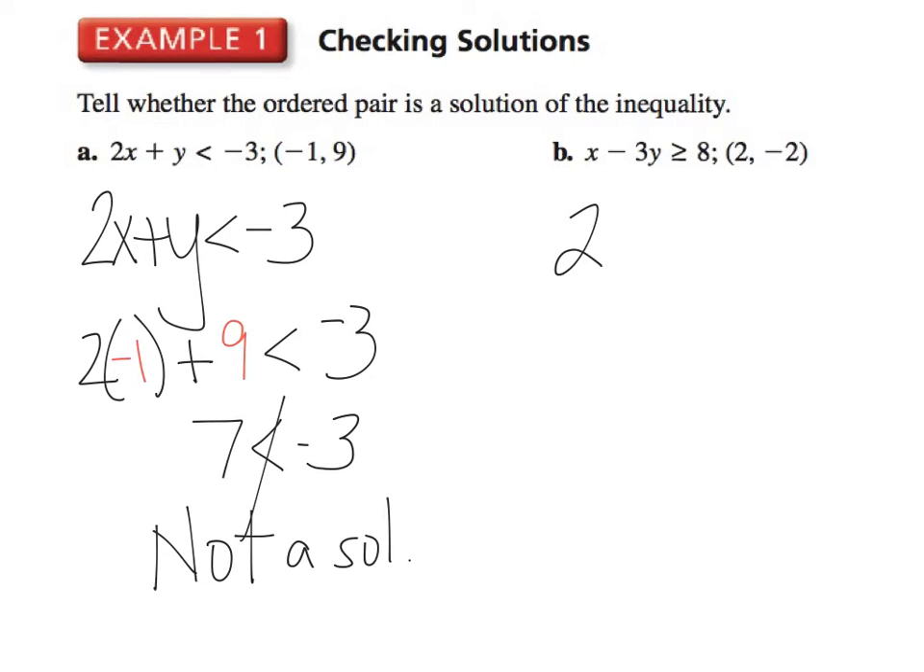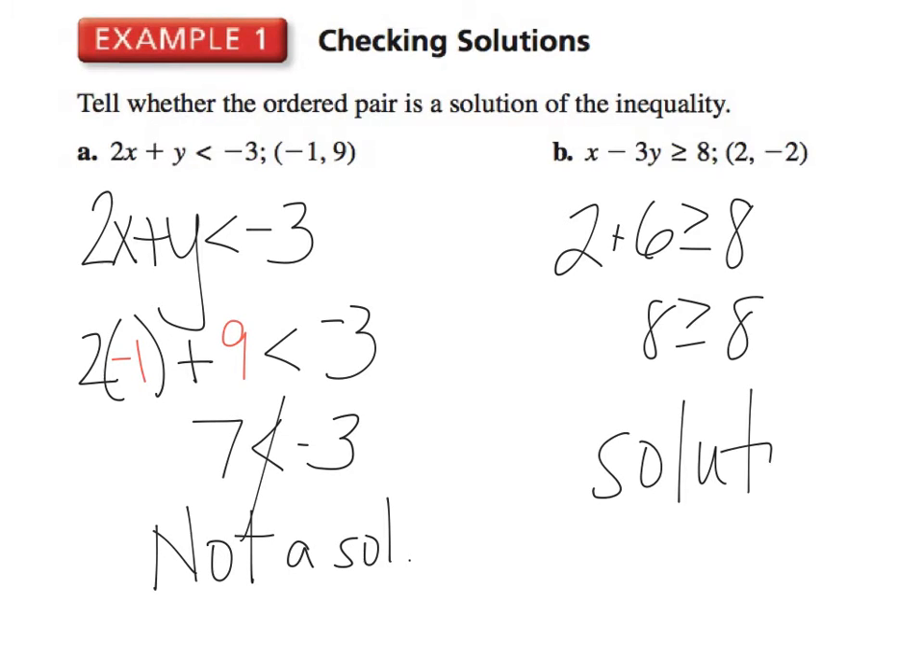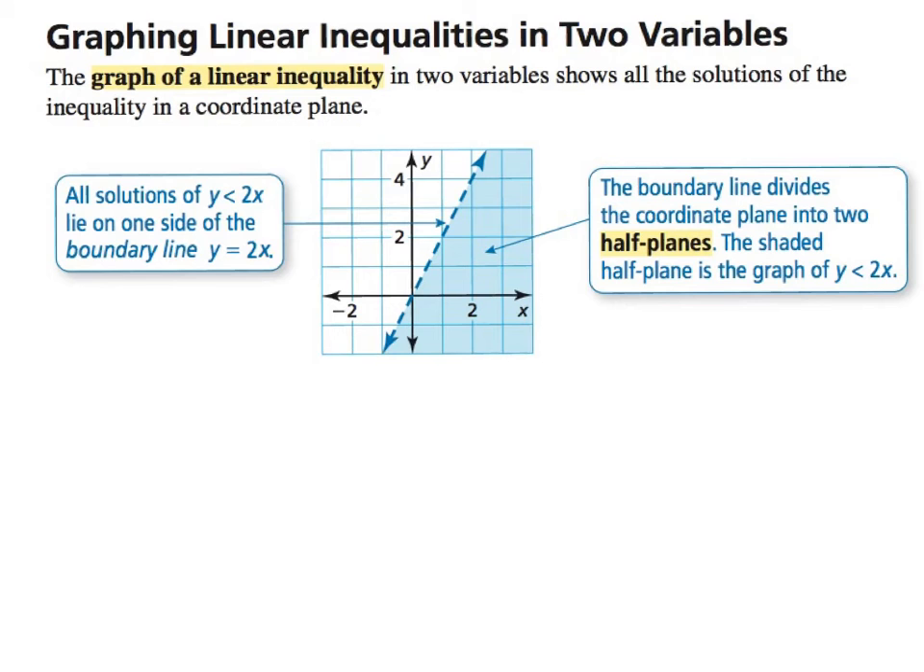For B, we plug in negative 2. That would be 2 plus 6 is greater than or equal to 8. That is true. So, negative 2 is a solution. So there's the easy part. But now we're going to graph them.